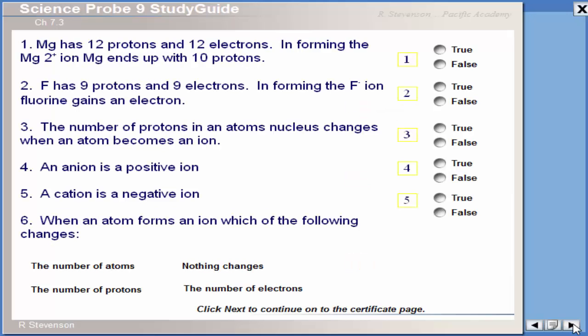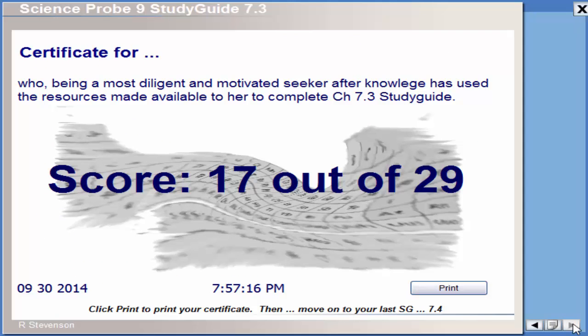And then finally, the last page and a certificate. Bobby can do much better than that, and so can you.